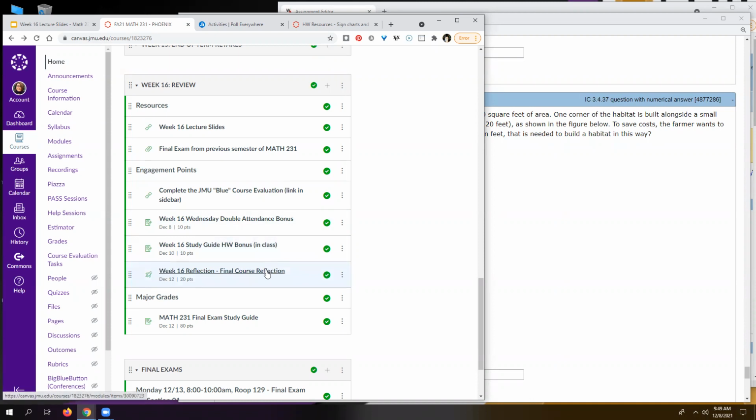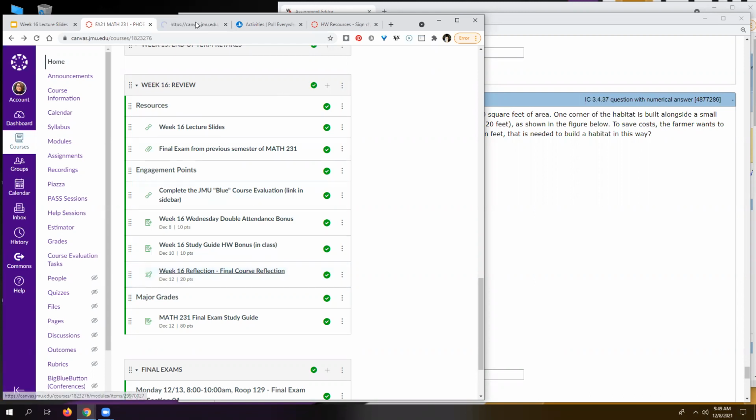There are 2 evaluation type documents in this course. One is this first thing here that says blue course evaluation, and the other one is this course reflection. You just did this double attendance bonus. This happens on Friday. Your blue course evaluation is in the sidebar, and I'll talk about that in just a second. There's a separate thing that I do not want you to do right now. I want you to do it later, but I want to show you what it is. This is the thing that's due on Sunday.